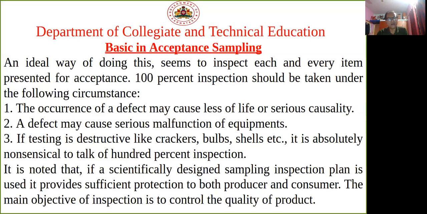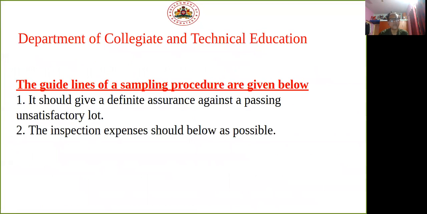Second, the defect may cause serious malfunctions of the equipment. Sometimes these defects in the product will cause malfunctions in the equipment itself, so that is also something we need to consider. If testing is destructive, like cracks, bulbs, and shells, we are not supposed to think about 100% inspection. We have to go for acceptance sampling. So that is about the basics of acceptance sampling.